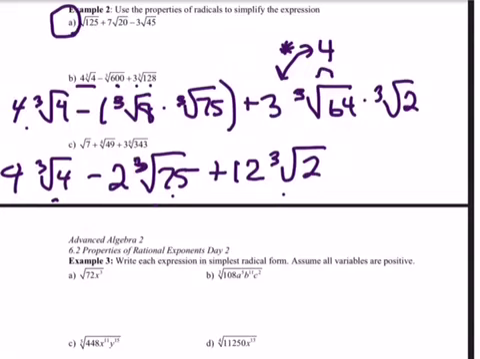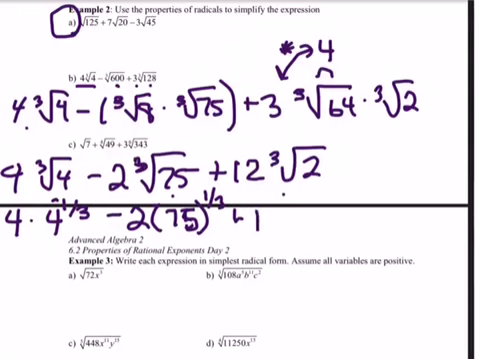Okay, so I'm going to put it back into exponent form because you're going to see what I'm going to do here. So I've got 4 times 4 to the 1/3 minus 2 times 75 to the 1/3. That's ugly. And then plus 12 times 2 to the 1/3. So I'm going to use my exponent rules here really quick.